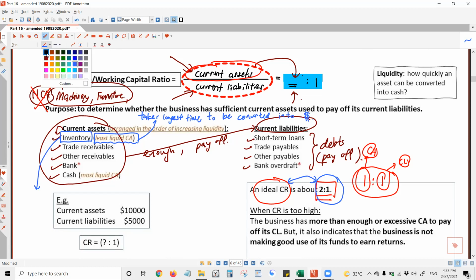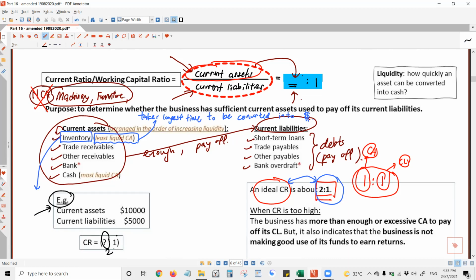Now you try to calculate using the example at the bottom left here. You see how much is the current ratio? It's quite easy. 2 to 1, yeah, correct. 10,000 divided by 5,000. So 2 to 1. So this is very good.